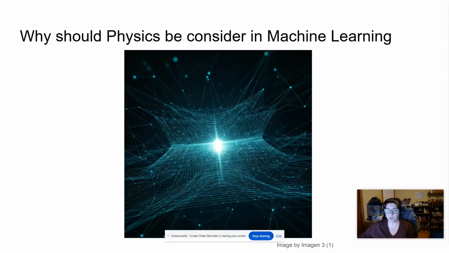So why should we consider physics in machine learning? Physics at its core is the understanding of our world through physical laws, which we then use for predictions. And machine learning is used to make predictions, so it makes sense to combine the two. Machine learning models, though, don't commonly utilize physics. It's gaining popularity, but most models are just based on massive volumes of data.